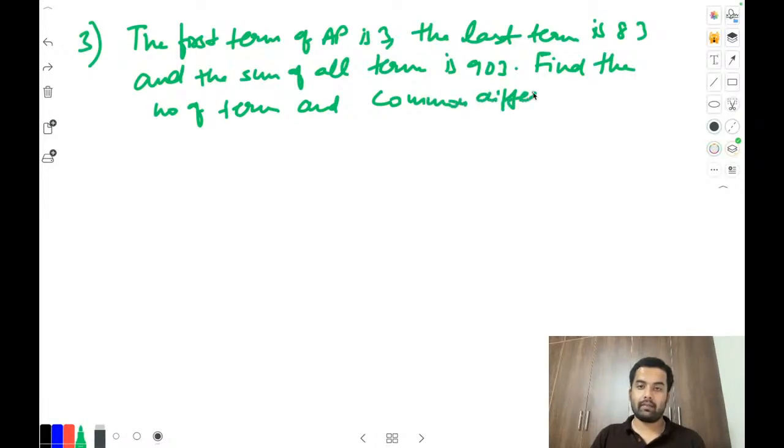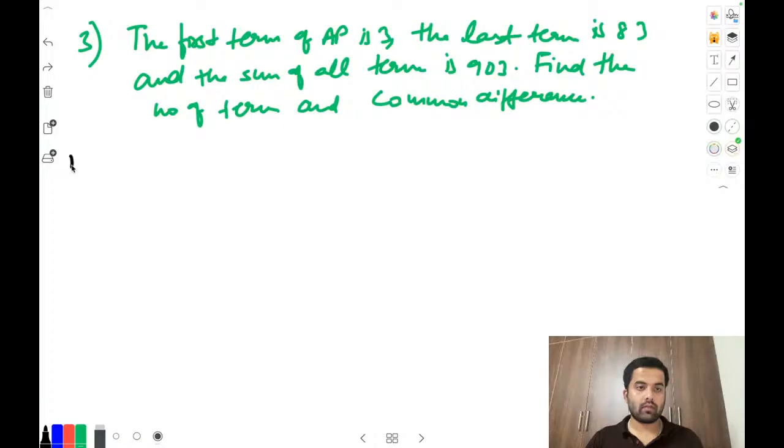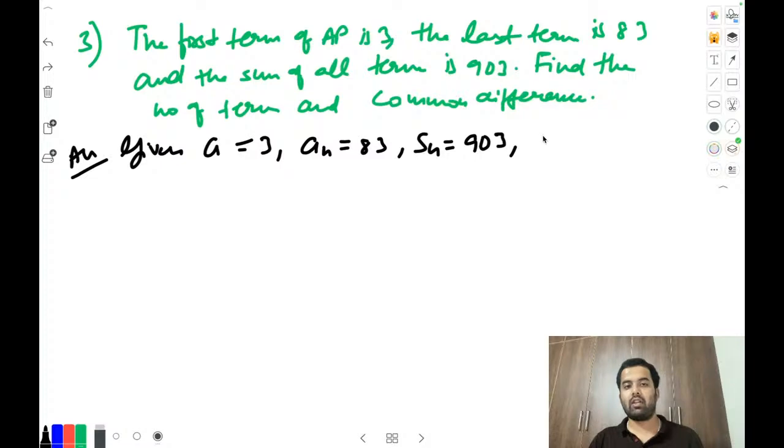First write the given part. What are the givens here? Then only proceed with the answer. Write the given part, and what the question is asking about, also write that down. Answer below. First write the given. As we know, the first term means a value, which is given as 3 here. Last term stands for an, which is 83. Sum is given, Sn is 903. Let me check again. 903 is the value. The question is asking about the number of terms, which means n value, and common difference stands for d value.